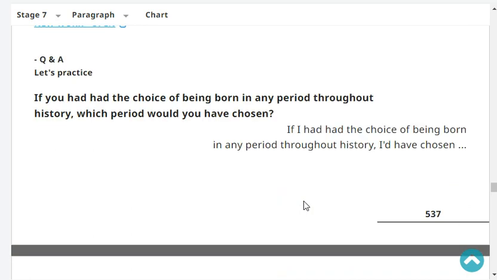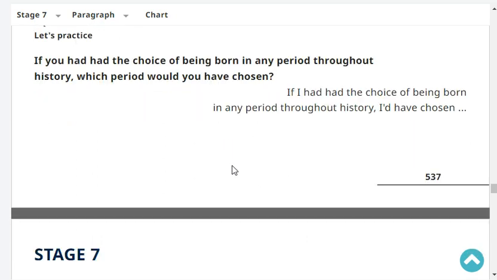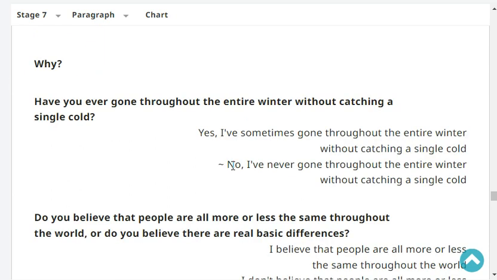Very good. If you had had a choice of being born in any period throughout history, which period would you have chosen? If I had had the choice of being born in any period throughout history, I'd have chosen the 21st century. Very good. Why? Because it's safer than it was in the past.